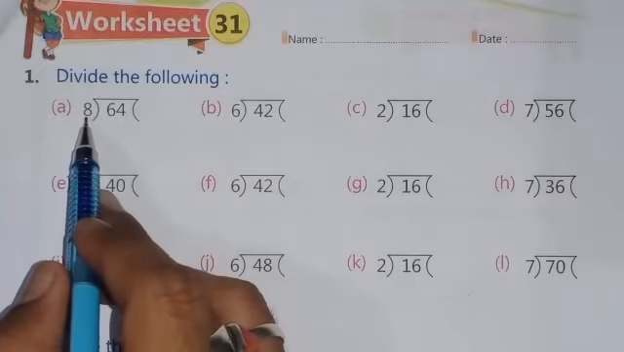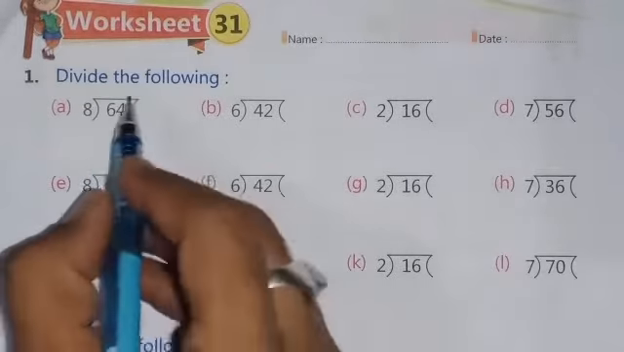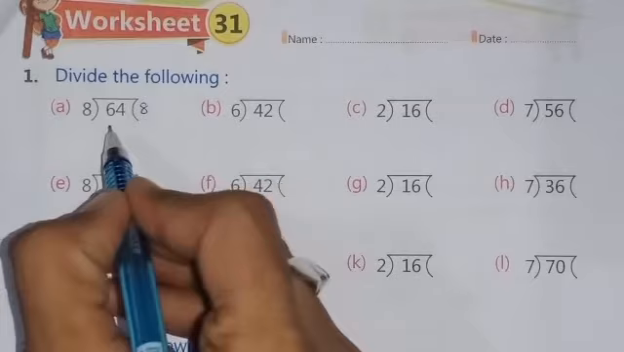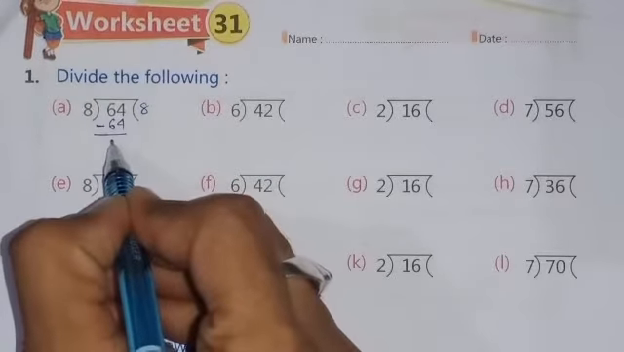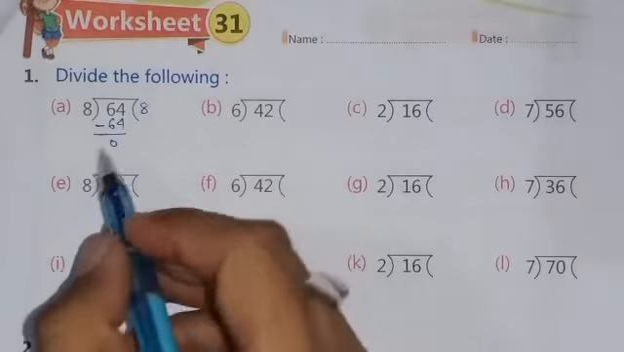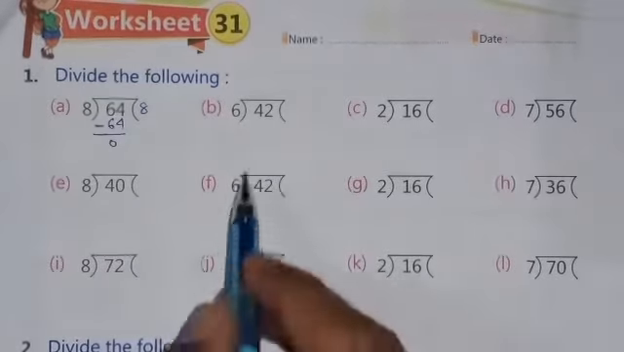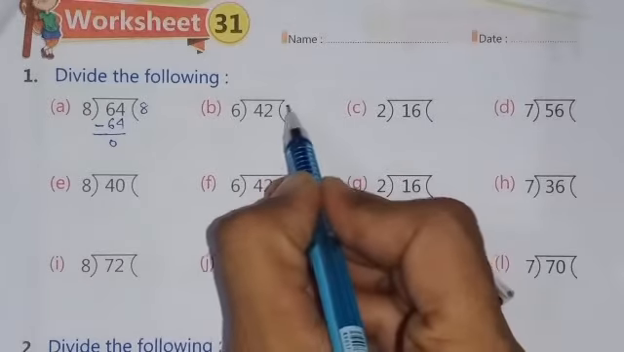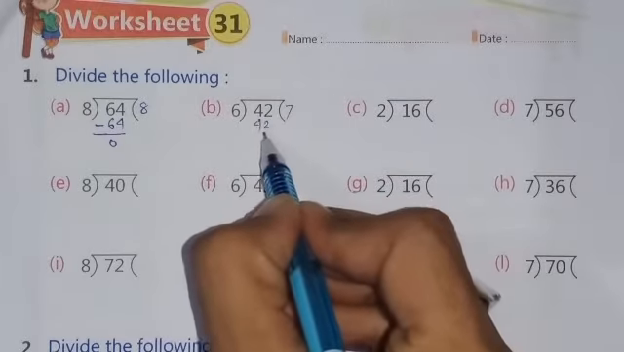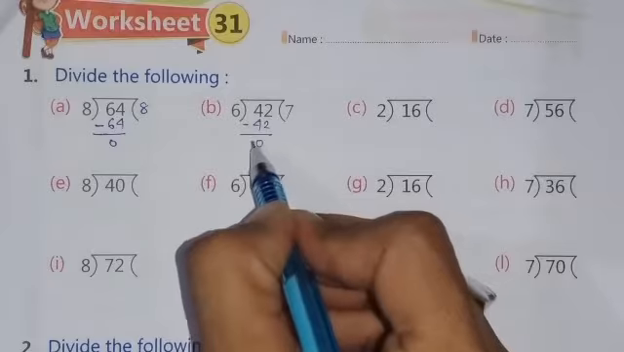So in the table of 8, 64 comes 8 times. So 8 8s are 64. Now subtract the numbers, you will get 0. Similarly, you have to solve the remaining questions. In the table of 6, 7 times 6 comes 42. So 7 times 6 is 42. On subtracting, you will get 0.